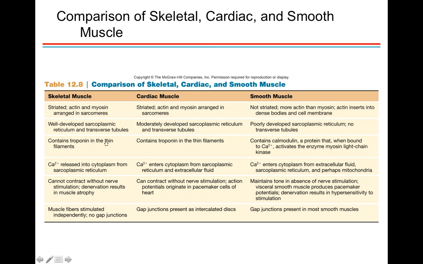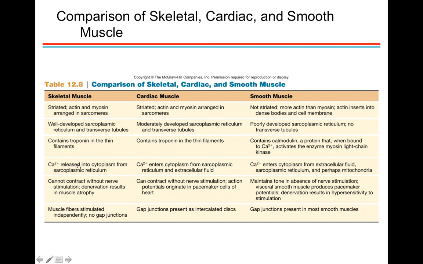Another huge difference is troponin. So skeletal muscle and cardiac muscle have troponin. The smooth muscle does not. Instead, it has calmodulin that binds calcium, and it has a unique pathway to activate smooth muscle contraction that involves the myosin light chain kinase.